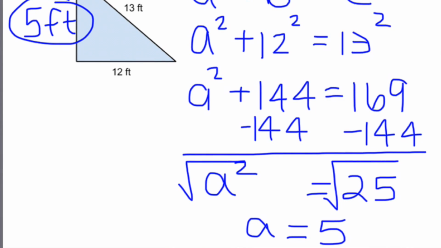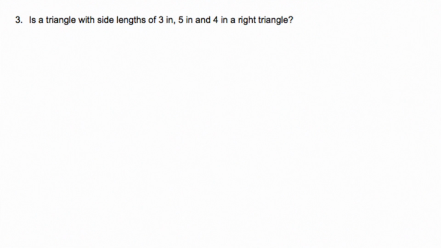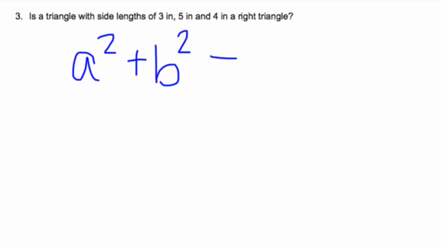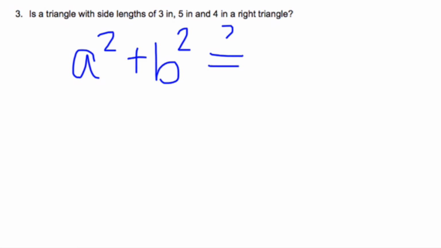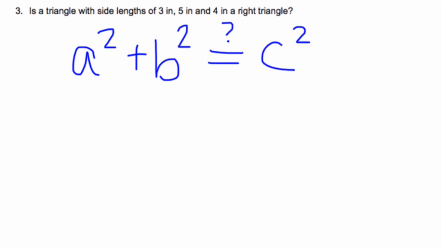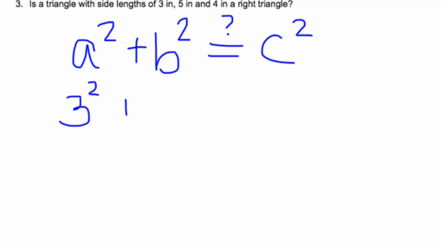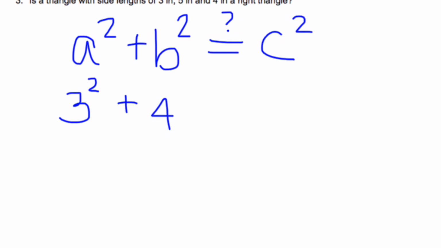Now we can also use the Pythagorean theorem to determine whether or not we have a right triangle. So if we start with the Pythagorean theorem and we plug in our numbers, making sure that the largest value goes in the c spot, if we have the same number on each side of the equal sign, we know that we have a right triangle.